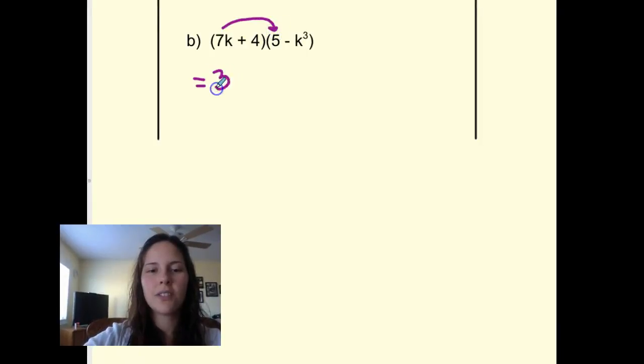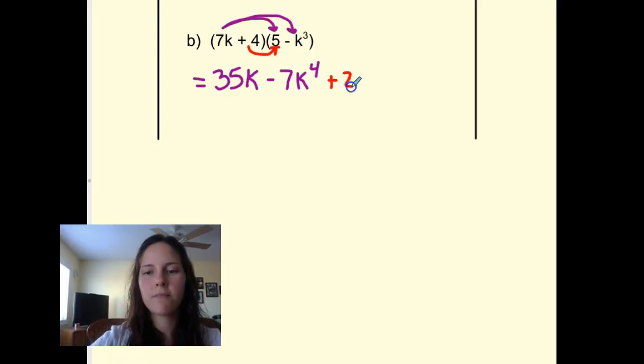7 times 5 is 35. 7 times negative is -7. K times k cubed gives me k to the fourth. Then I'll distribute my 4. 4 times 5 is 20. And 4 times -k cubed is -4k cubed.